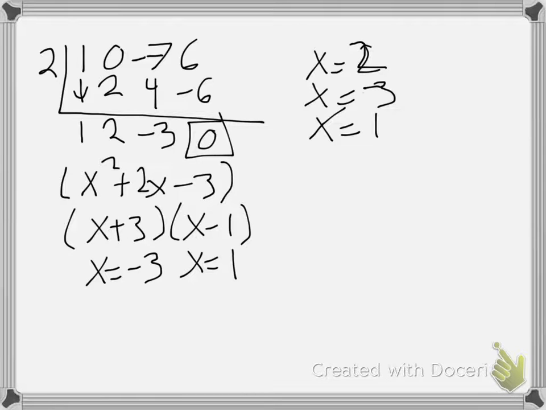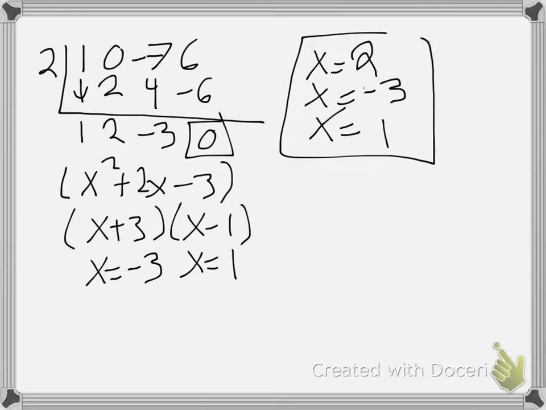Let's see if I can write those a little bit better. 2, -3, and 1. And again, remember the degree of this polynomial is 3, so I should get 3 zeros. These happen to be 3 rational zeros, which is nice. Won't always turn out that way. All right.